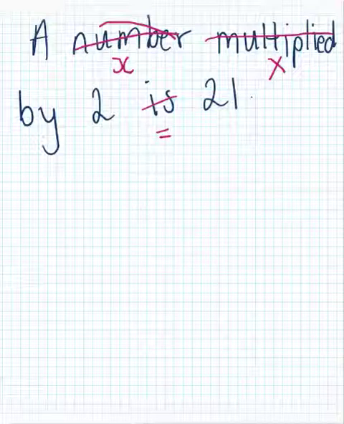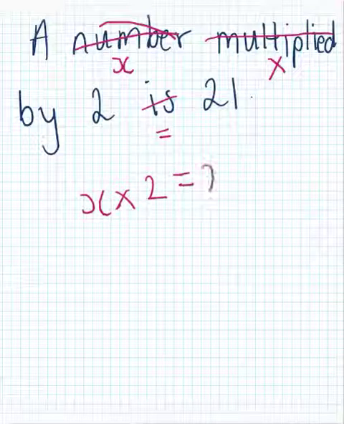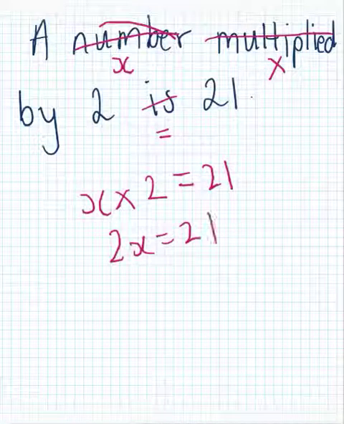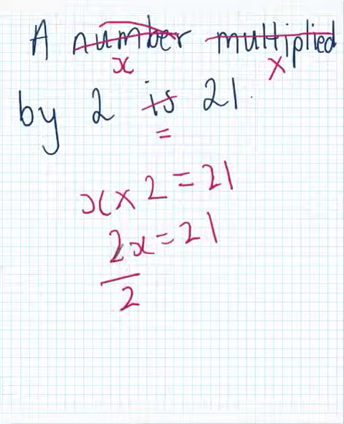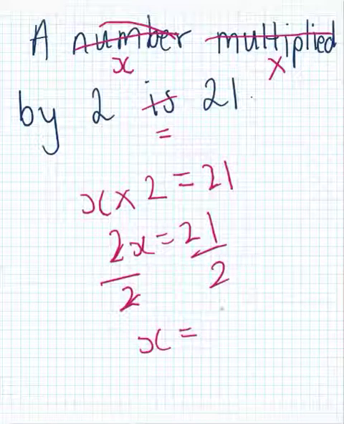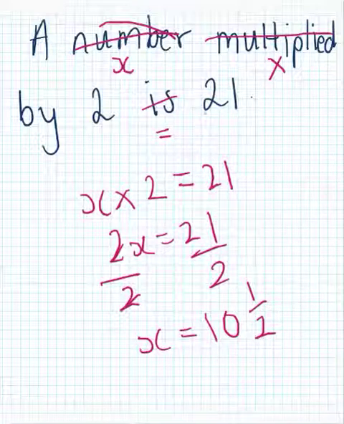So I end up with x times 2 is 21. And this is easy to solve. We really have just 2x, which equals 21. And divide them both by 2. So once you have your equation, you are to solve this. And half of 21, we end up with 10.5. Okay, and that's it. You can double check if your answer is correct just by reading the question. A number multiplied by 2, so 10.5 times 2, yeah, that's 21.